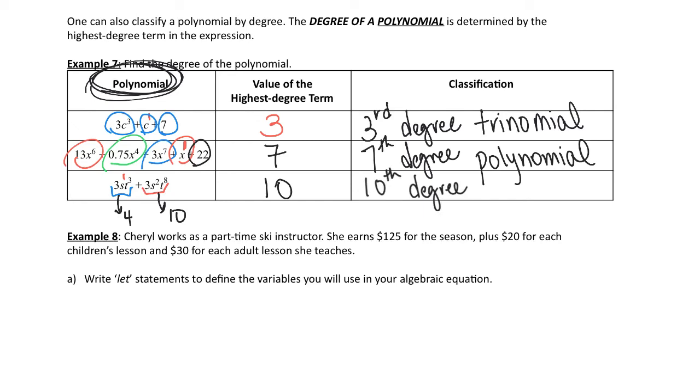Now, how would we name this? Well, we have 1 term and 2 terms. So this is a 2-termed polynomial, and the proper name for something with 2 terms is a binomial. So this is a 10th degree binomial.